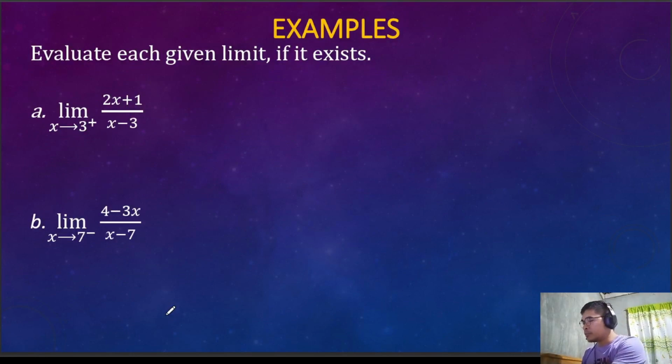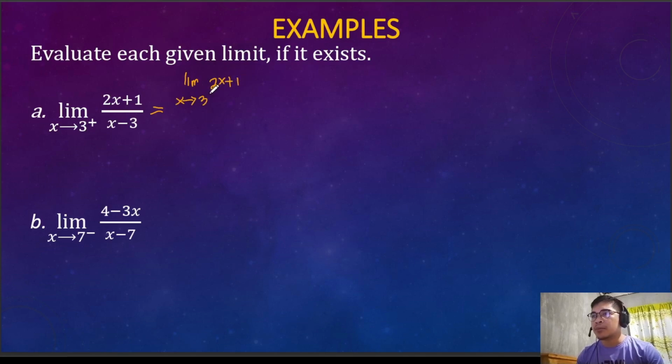So observe carefully. Letter A, we have the limit of 2x plus 1 all over x minus 3 as x approaches 3 from the right side. So here, the limit of 2x plus 1 as x approaches 3 from the right side over the limit of x minus 3 as x approaches 3 from the right side. Proceed. So for the limit of 2x plus 1, just substitute the value of 3 here.